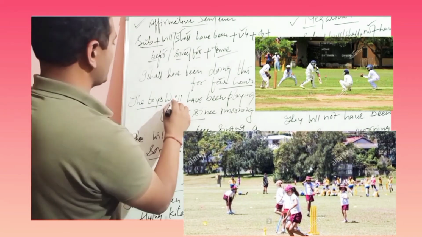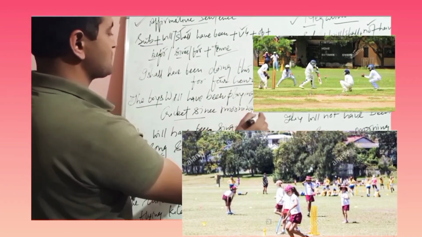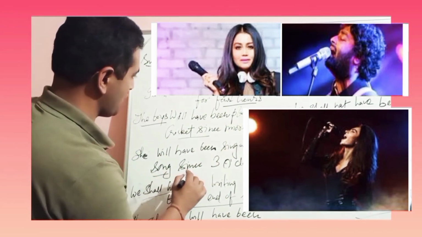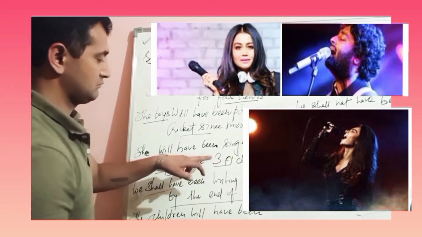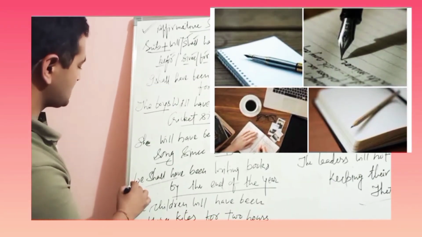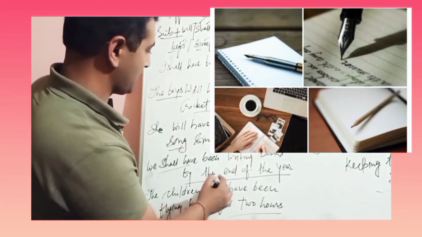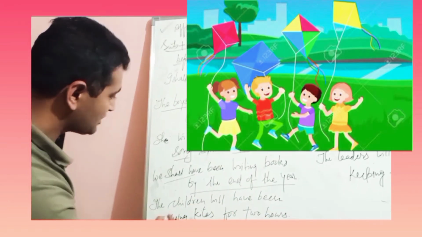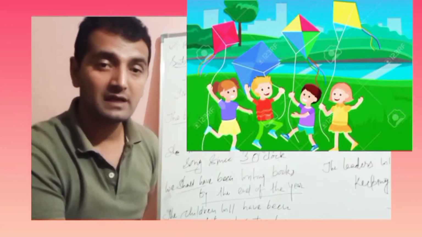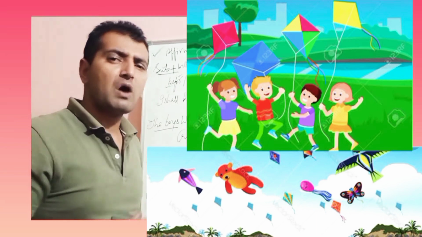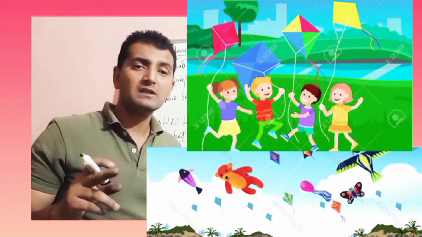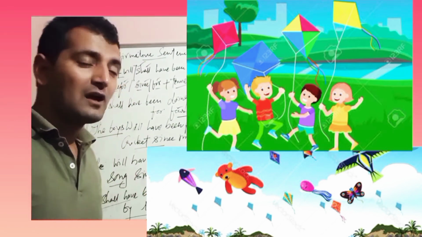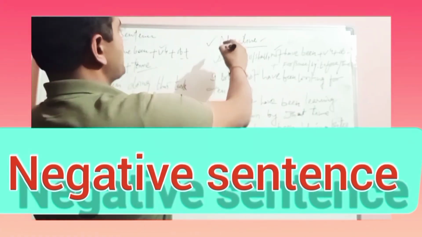So the boys will have been playing cricket since morning. सुबह से खेल रहे होंगे. And she will have been singing a song since कब से? 3 बजे से. And we shall have been writing books by the end of the year. End of the year से किताबें लिख रहे होंगे. And children will have been flying kites for कितने टाइम से? 2 hours से उड़ा रहे होंगे. हिंदी के जिस वाक्यों के अंत में सही रहा होगा, सही रही होगी, राइट, उसको क्या कहते हैं? फ्यूचर परफेक्ट कंटिन्यूअस टेंस कहते हैं. Now move to the next one.